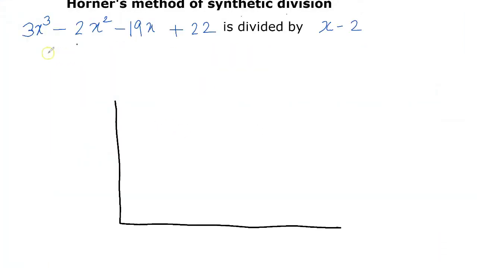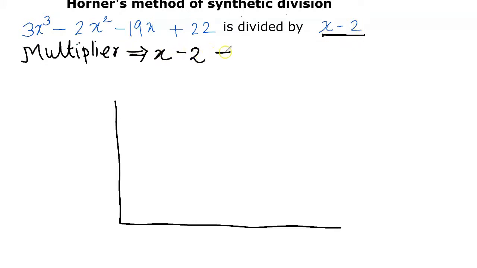So this is the function, 3x cube minus 2x square minus 19x plus 22, and the divisor is x minus 2. So first step, as I told, we have to see the powers of the variable. Here the powers of the variable are already arranged in decreasing order. So 3 is the highest power, then 2, then 1, and then there is the constant term 22, that means x to the power 0. So the arrangement is already done. The next step is we have to calculate the multiplier, from the divisor. Here the divisor is x minus 2. So we'll set x minus 2 equal to 0, that means x equals 2. Got it? So this is the first step.